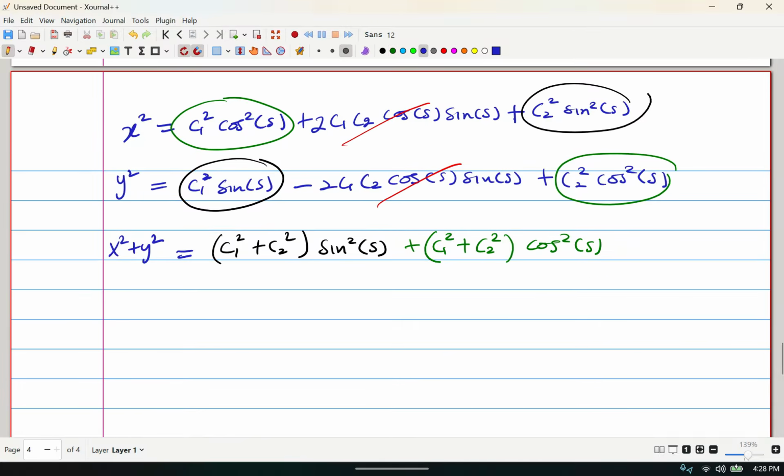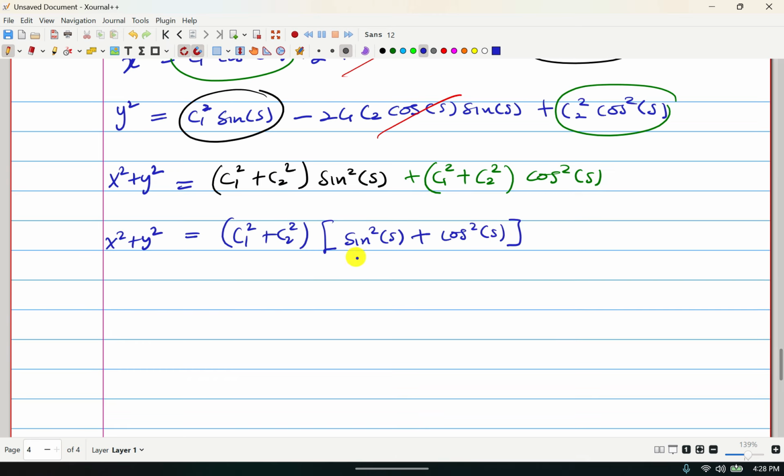Now check the factor that is common. So we have x squared plus y squared equal to c1 squared plus c2 squared, and in the bracket you have sine squared of s plus cosine squared of s. And we know the famous trigonometric identity that says sine squared of something plus cosine squared of something is 1. So you have x squared plus y squared is equal to c1 squared plus c2 squared, which is a constant, and we've been calling our constant eta here, or you can call it anything, tau or theta or whatever you want, but I'm calling it eta here.